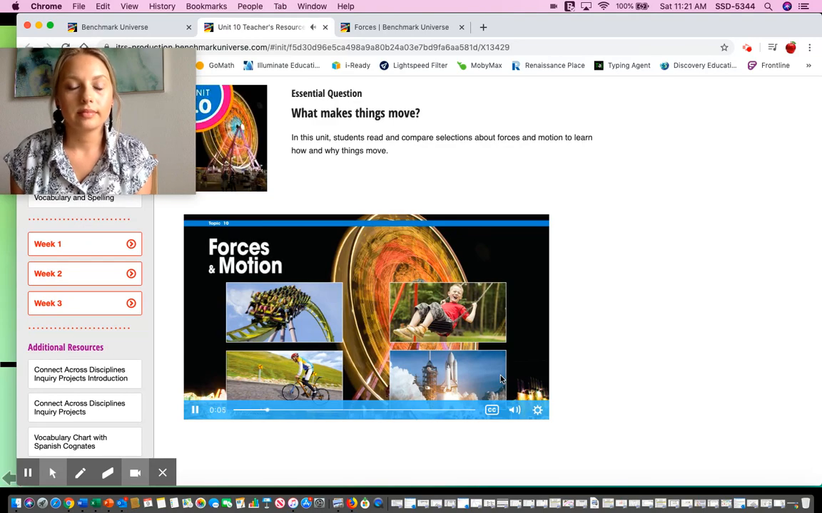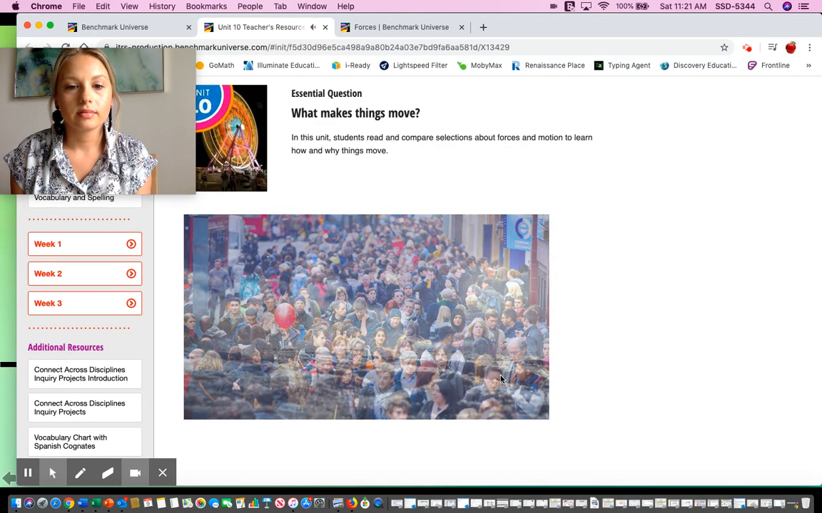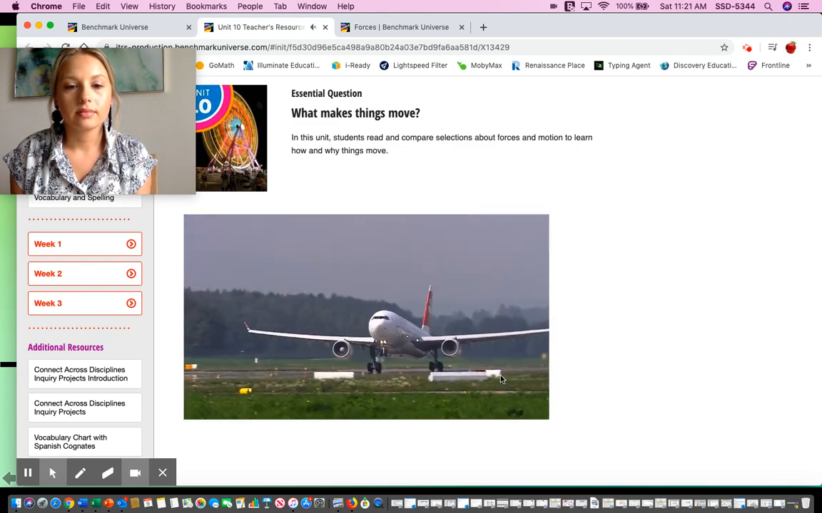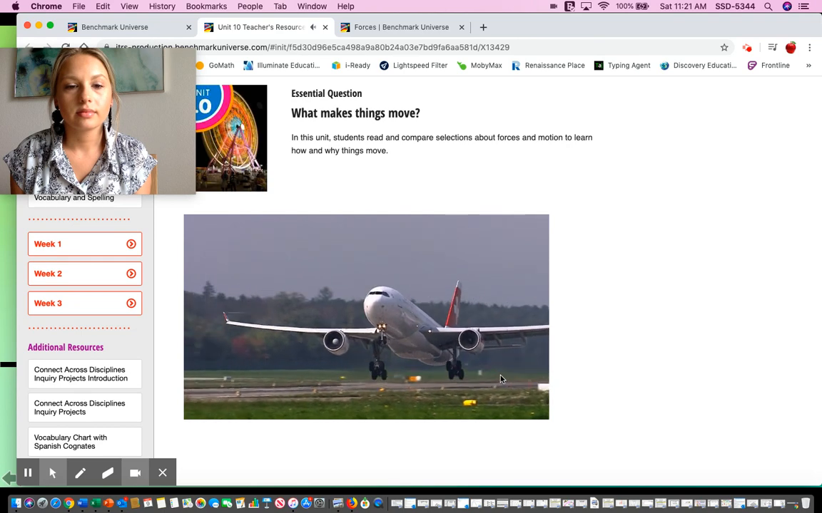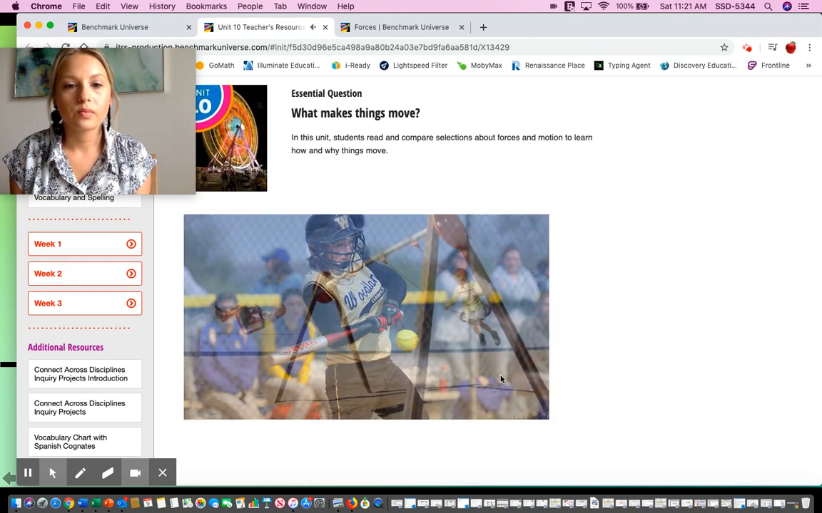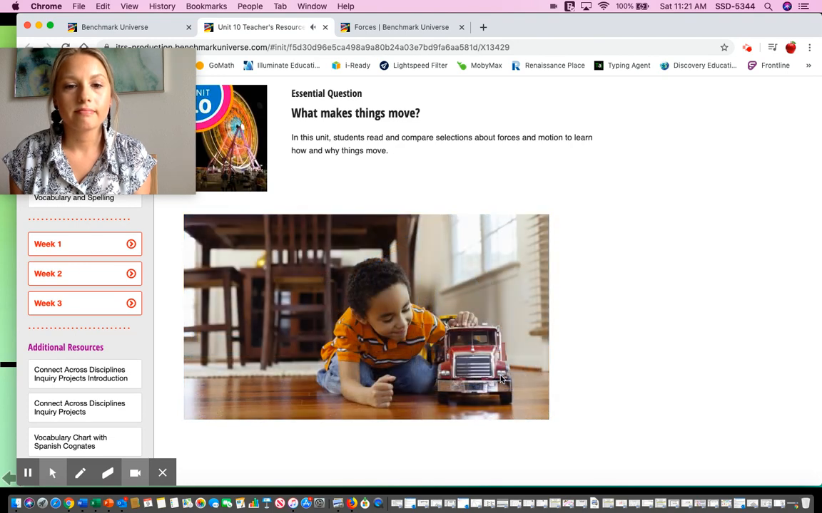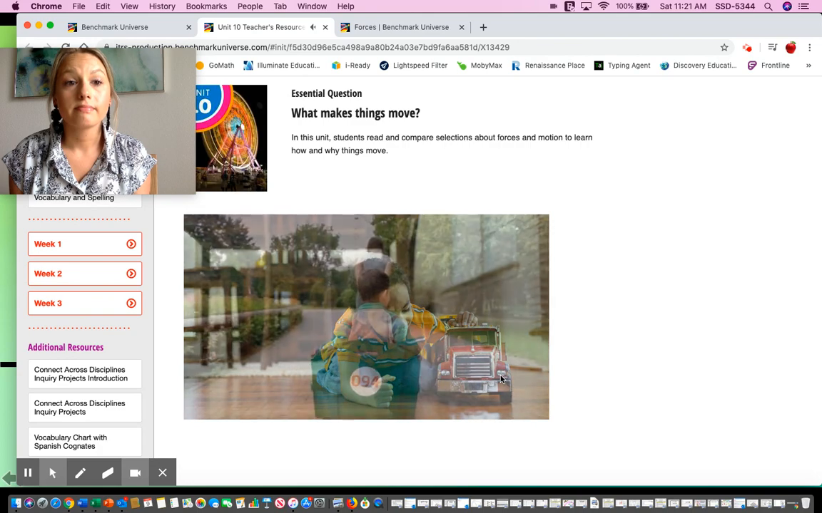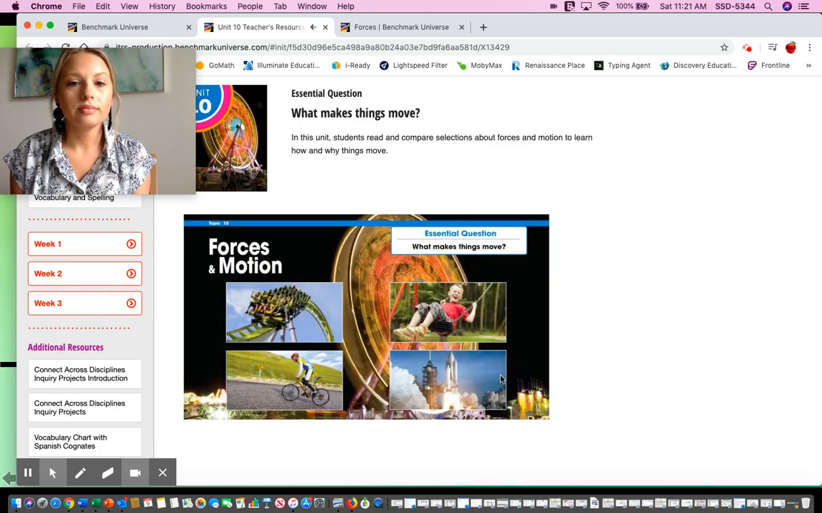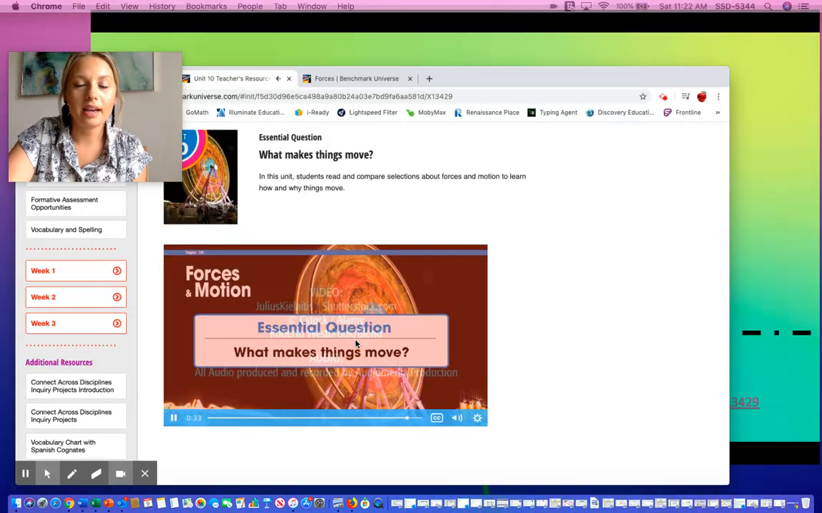Forces and motion. Things are constantly in motion. An avalanche rushes down a hill. An airplane rises up into the air. A baseball player hits a ball. You can pump your legs to swing higher. You can push a toy. You can pull a wagon. What makes things move?